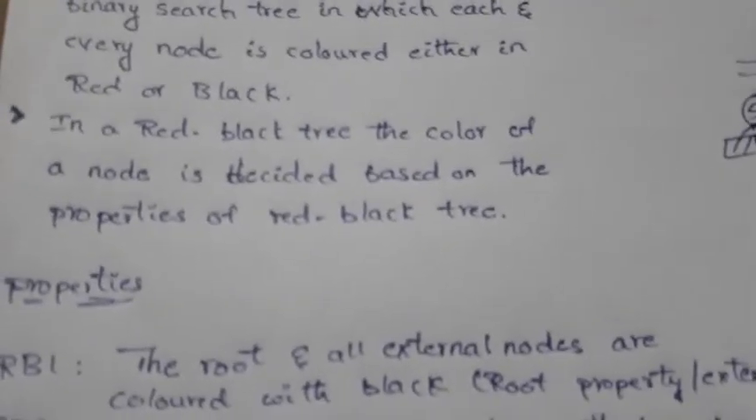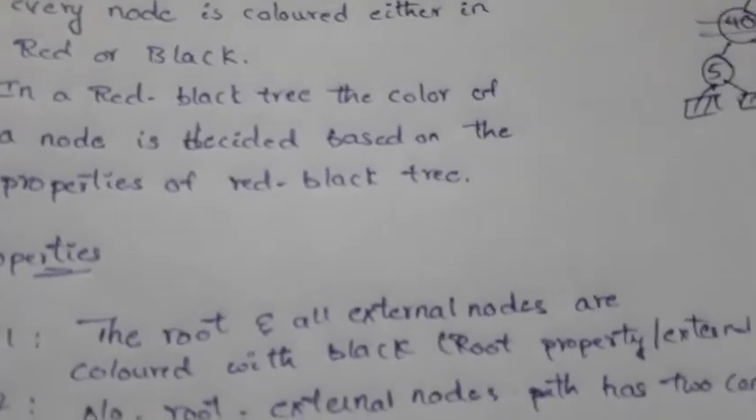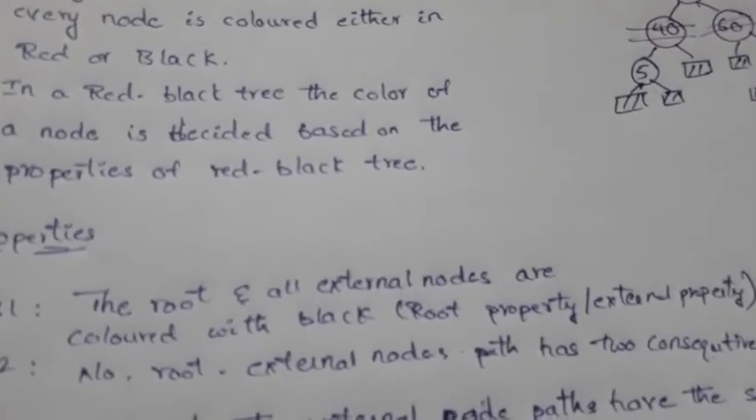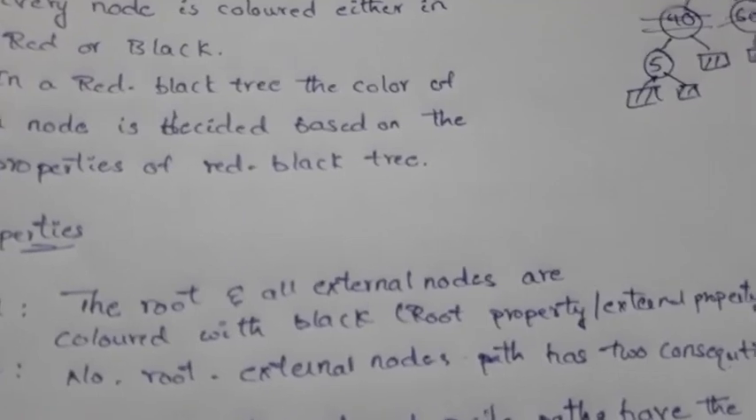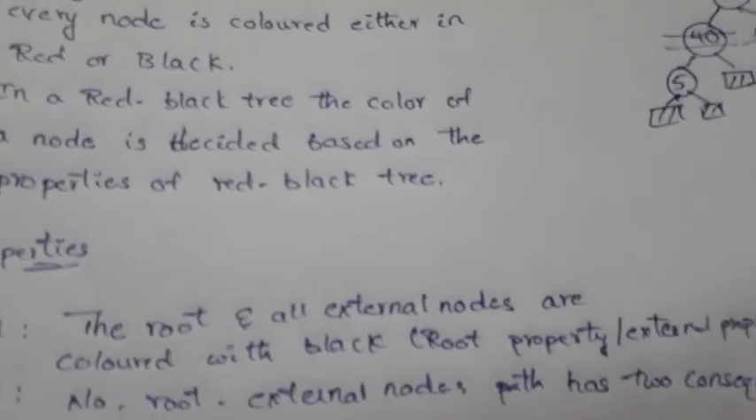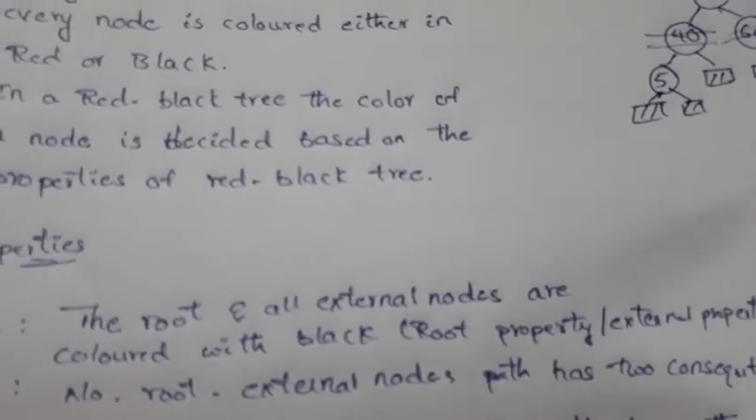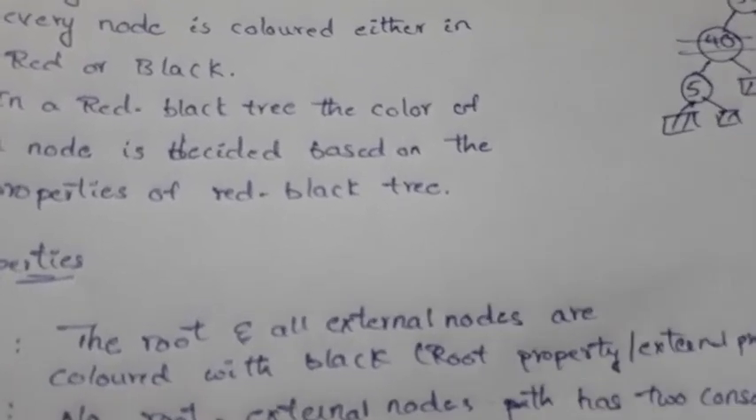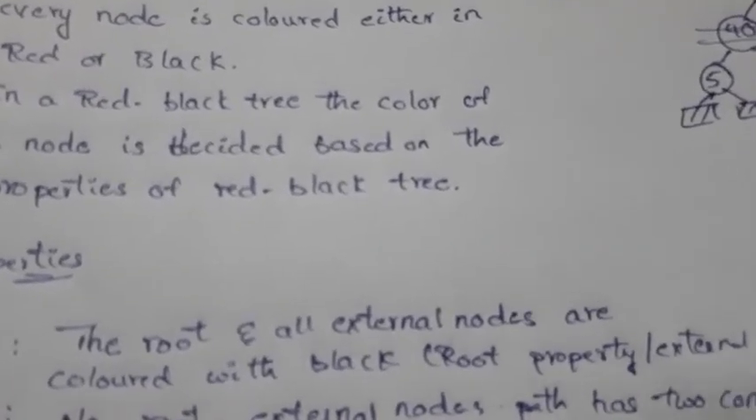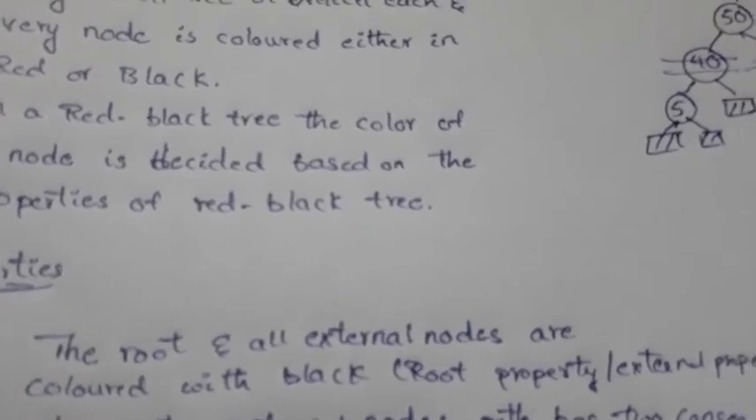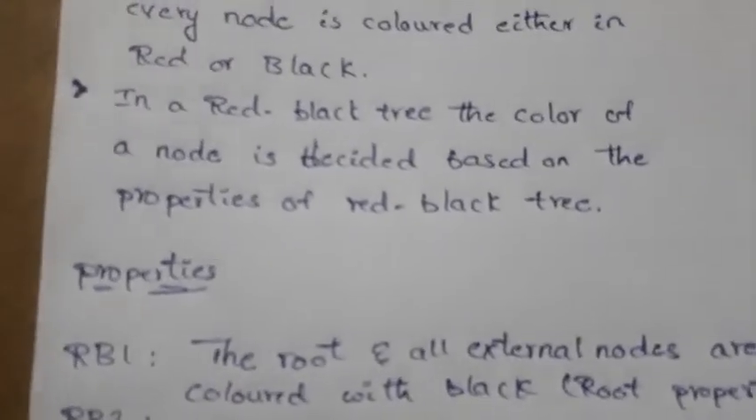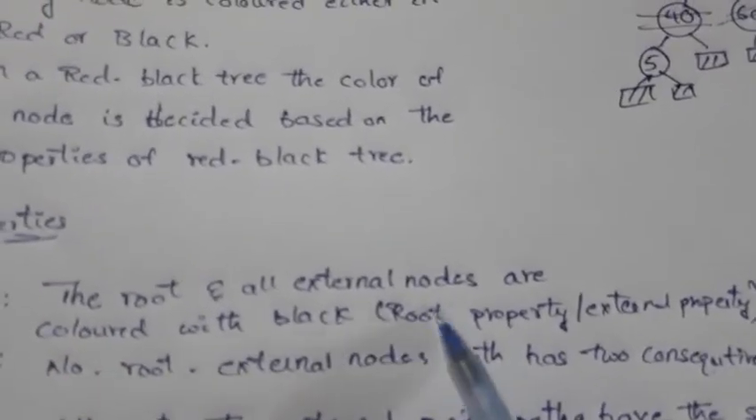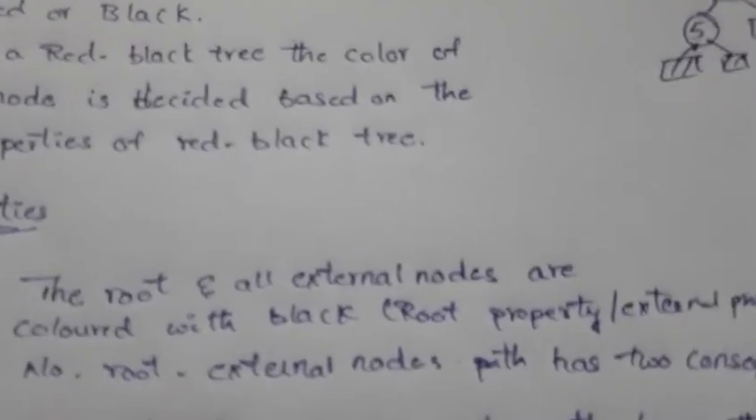Coming to the first property, RB1: the root and all the external nodes are colored black. It means the root element, which is the topmost element, should be black, and all the external nodes should also be black. This RB1 property is also called the root property or external property.